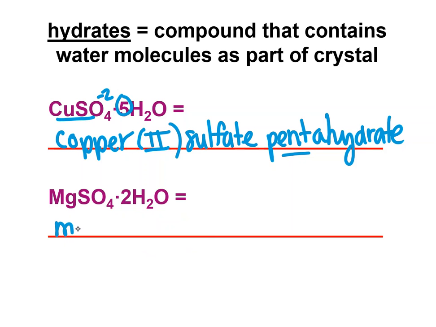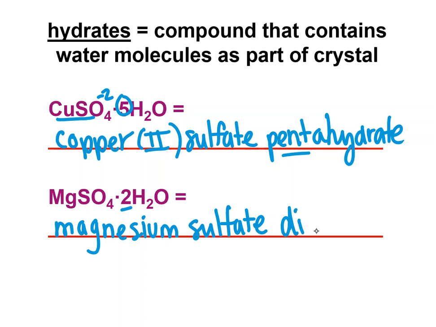This one is magnesium. Sulfate again. And this time we have 2, so it would be dihydrate. You're going to run into this in one of our experiments in lab.